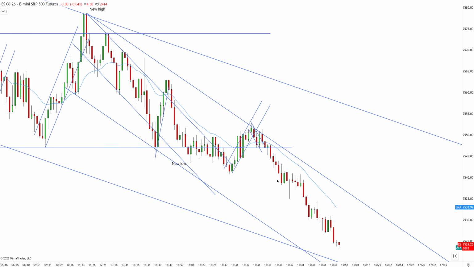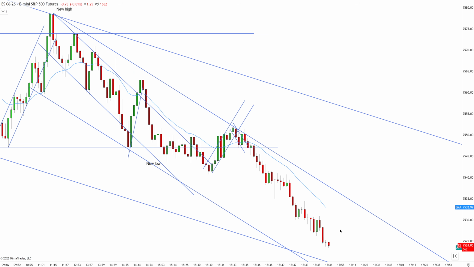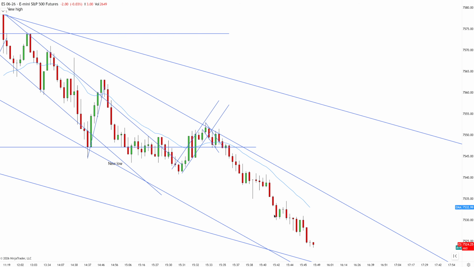But right now, trend is down. We're thinking about short entries at the EMA, and I'm not picking bottom. That's how you're going to lose money. You need to follow the main trend and stick with the main bias.